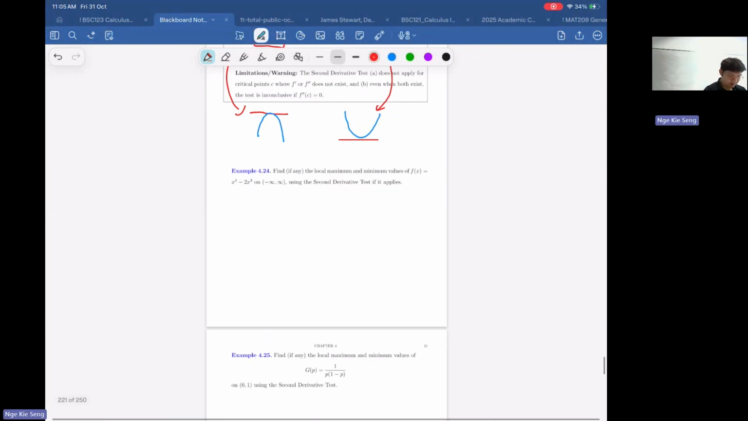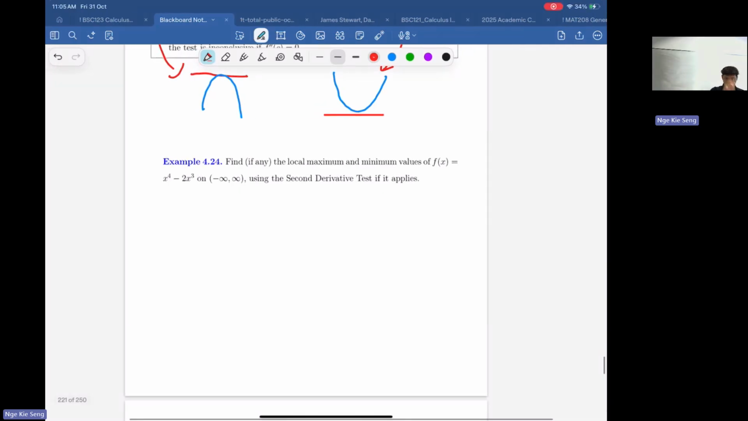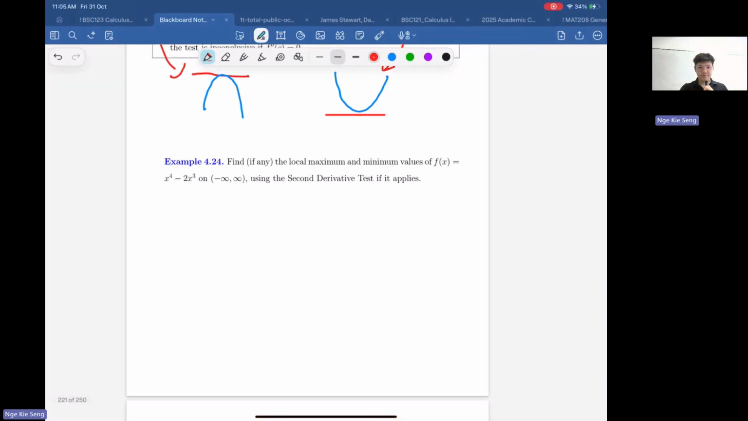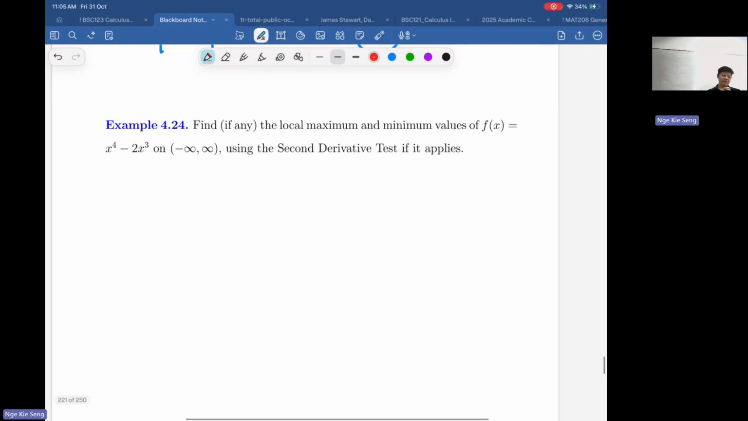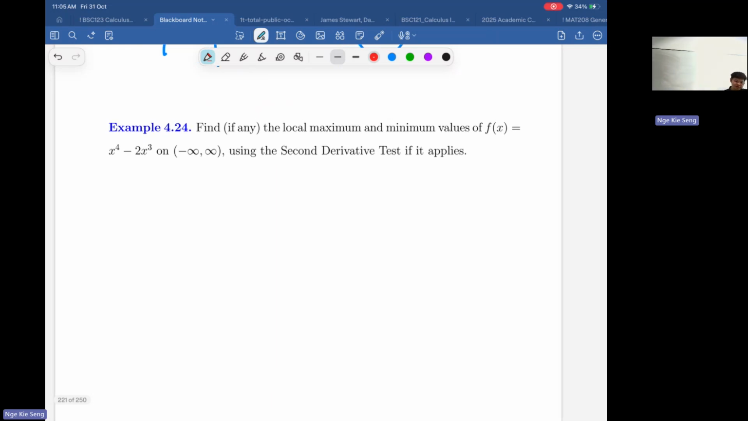Hello. Okay, let's continue with the examples. We're going to find the local maximum and minimum of this function. It is defined from negative infinity to infinity. Are you good with this domain? Because it's just a polynomial function, it's very good for differentiation and good for continuity as well. So we're going to use the second derivative test to find local maximum and minimum.